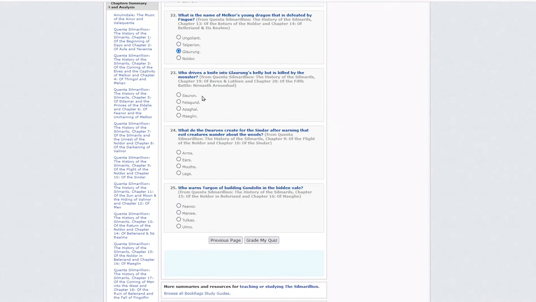23. Who drives a knife into Glaurung's belly, but is killed by the monster? Sauron, Felagund, Azaghal, Maeglin. It's not Sauron, obviously. Azaghal doesn't sound familiar. Finrod Felagund. Maeglin.